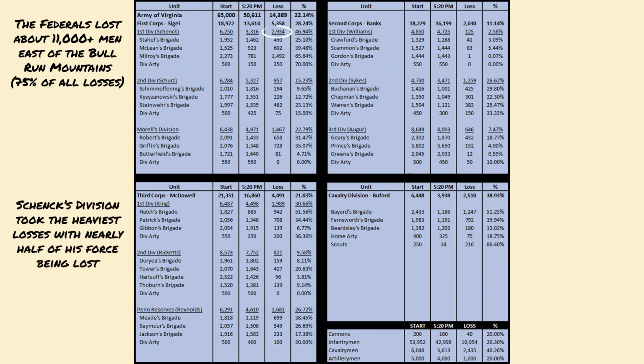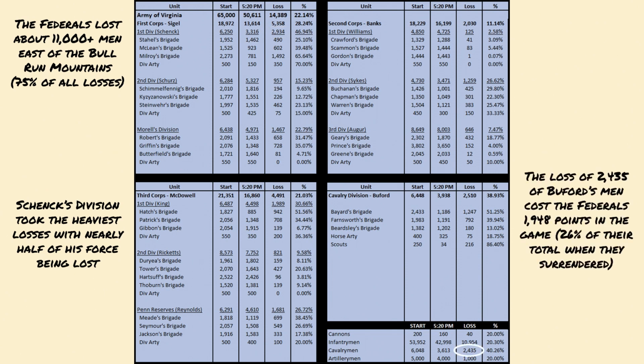Schenck's division took the heaviest losses, with nearly half of his force being lost in the battle. The loss of 2,435 of Buford's men cost the Federals 1,948 points in the game. This accounts for 26% of their point total when they surrendered.